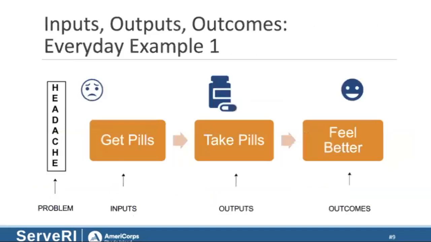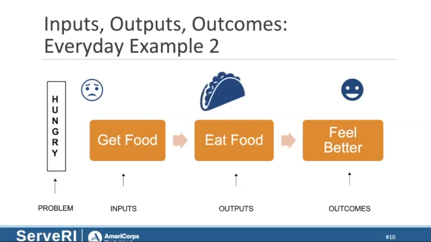Let's look at this simplified everyday example. The need or the problem that you are trying to solve is that you have a headache. The input or the thing you invest is some headache pills. The output or the activity that you do is to actually take those pills. Now, the outcome or the result is that you feel better. Here's a second example. The need or problem is that you are hungry. The input or the thing you invest is some food. Well, the activity, that output, is that you eat the food. And the outcome or the result is that you feel better.